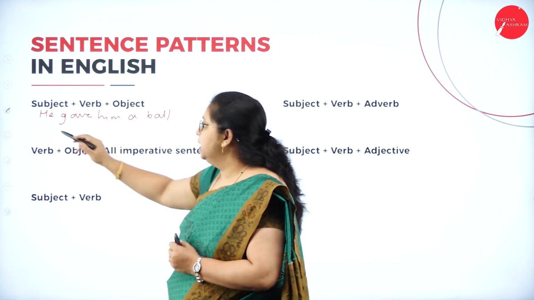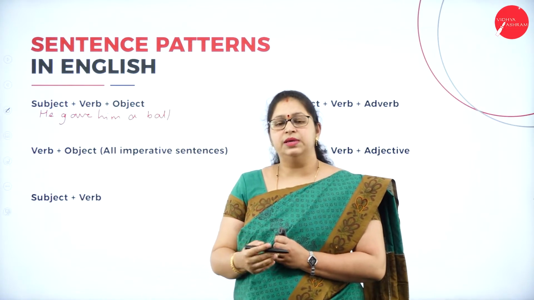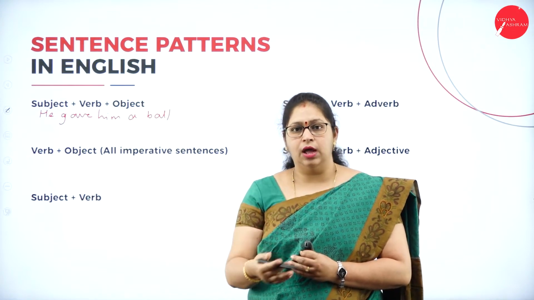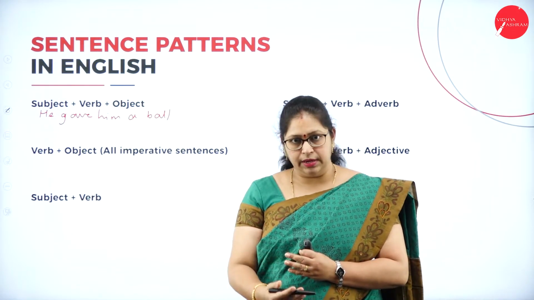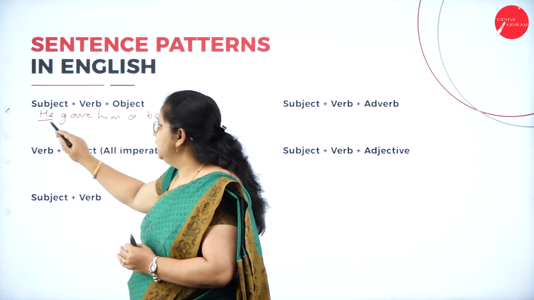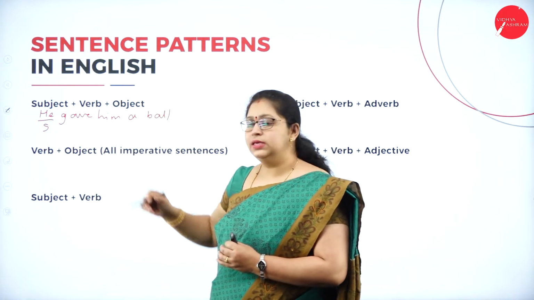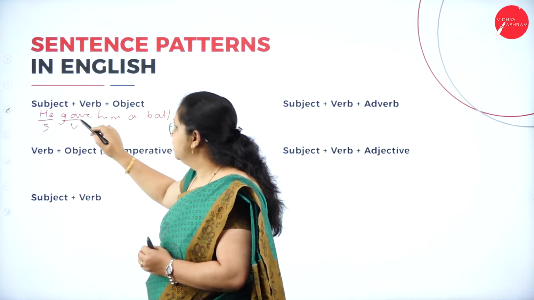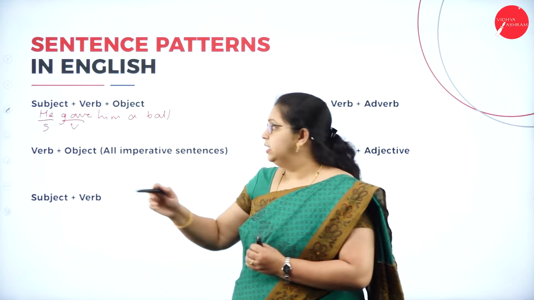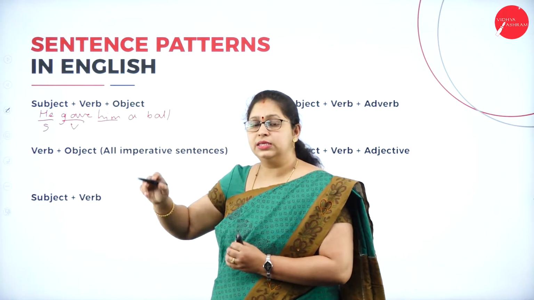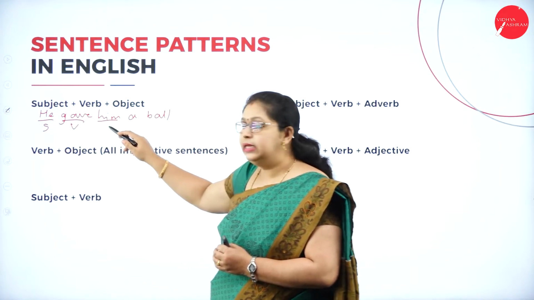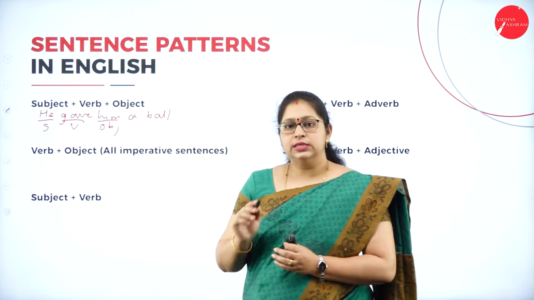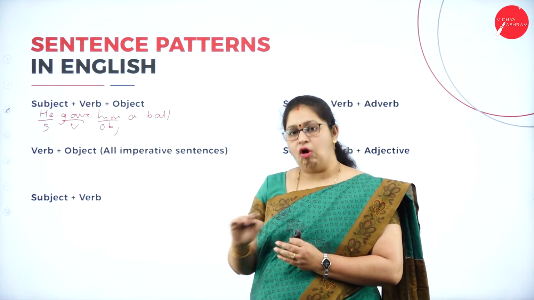Okay. So, here he is the subject. Subject means the noun part or the pronoun part of the sentence. It can be a noun or pronoun, naming somebody. He is known as the subject. Gave is the action word. Giving is some action, right? So, gave is the verb. Then whom did he give? He gave him a ball. Him is the receiver. The receiver is called the object. This is one pattern in English which is commonly used.